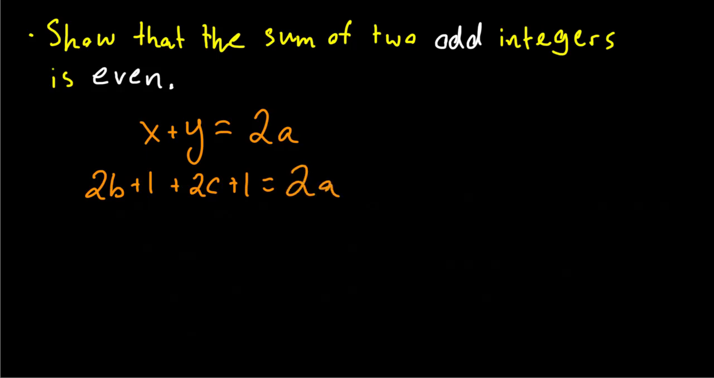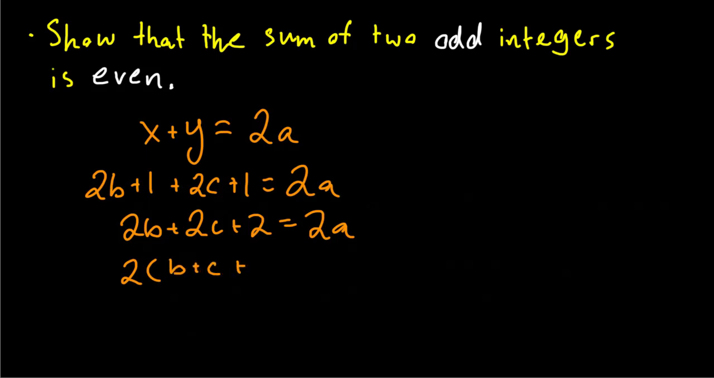Now, we don't really seem to be any closer to making the left and right sides of our equation the exact same thing, but we can still combine some like terms on the left side of the equation. We can combine our 1's, so we get 2b plus 2c plus 2 is equal to 2a. All right, we got a lot of 2's. Maybe let's factor out a 2 from the left side of the equation. When we do that, we get 2 times b plus c plus 1 equals 2 times a.